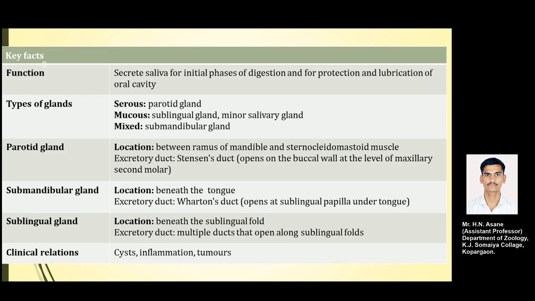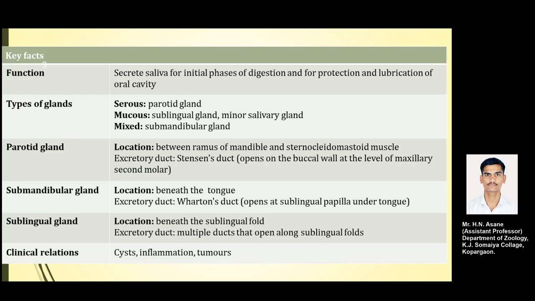Now the specifications of the parotid gland: the location of the parotid gland is between the ramus of the mandible and the sternocleidomastoid muscle. Okay, so this is one special muscle of your face. And the excretory duct present in the parotid gland is the Stenson's duct. That duct is going to open on the buccal wall at the level of the maxillary second molar.